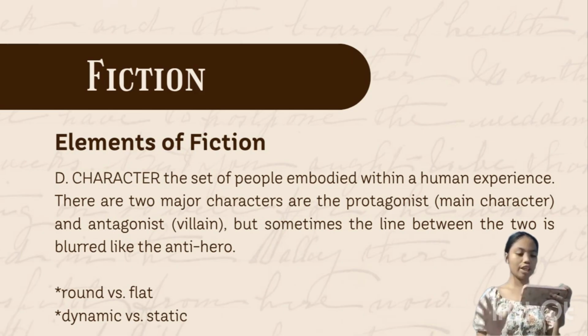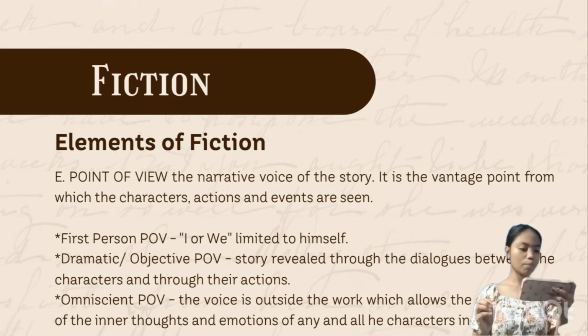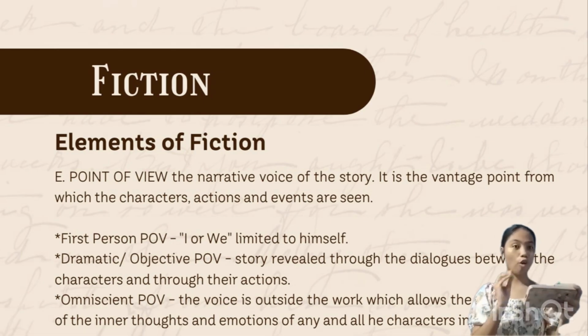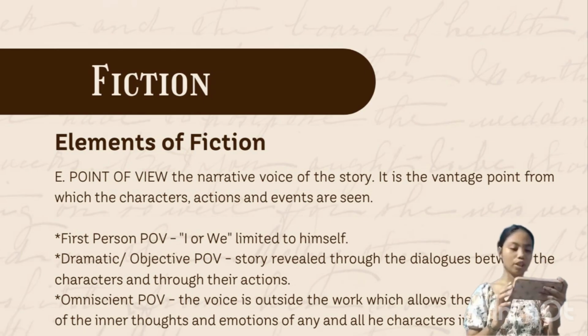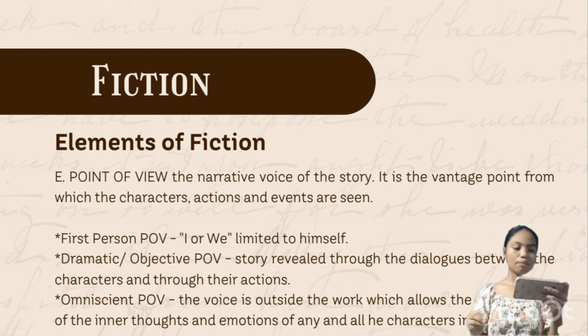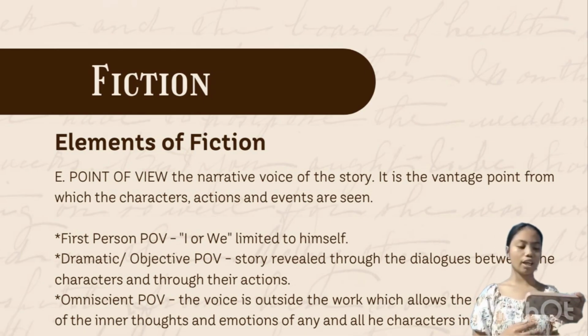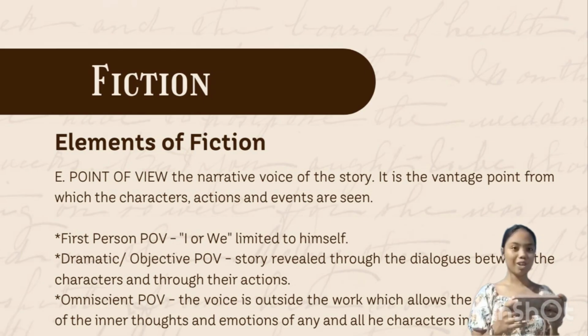Elements of fiction. E. Point of view, the narrative voice of the story. It is the vantage point from which the characters, action, and events are seen. First person POV, I or we, limited to himself. So, dramatic or objective POV, story revealed through the dialogues between characters and through their action. Omniscient POV, the voice is outside the work, which allows the description of the inner thoughts and emotion of any and all the characters in the story.